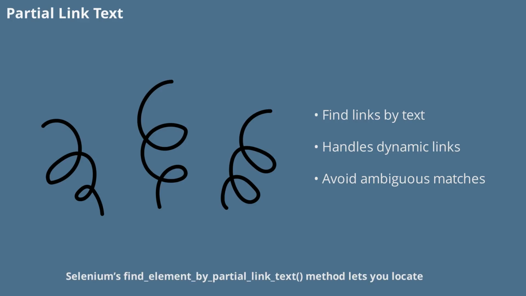When working with anchor tags, you might only know part of the link text. Selenium's findElementByPartialLinkText method lets you locate links using a substring of their text. This is especially handy for dynamic links or when the full text isn't predictable. Just be careful to avoid partial matches that could select the wrong link.